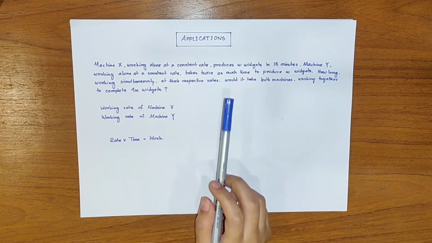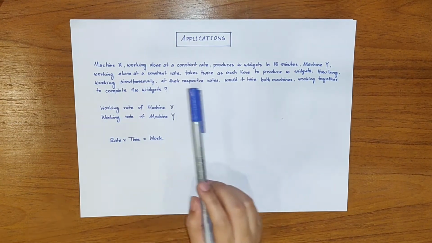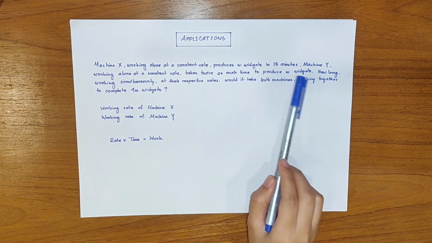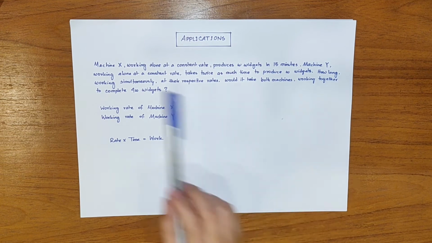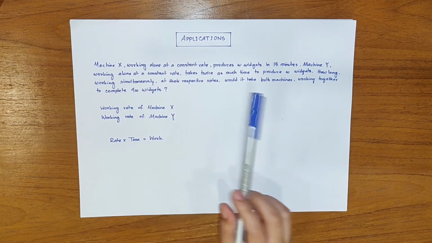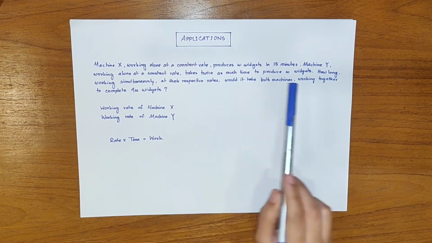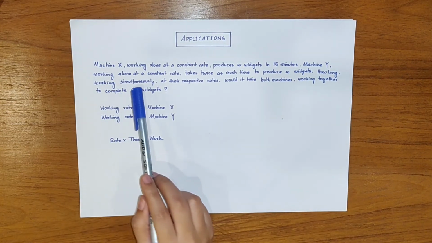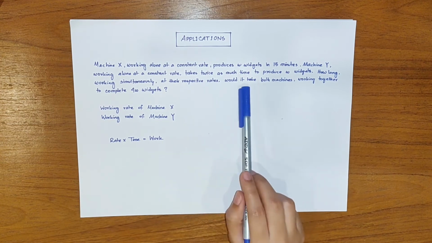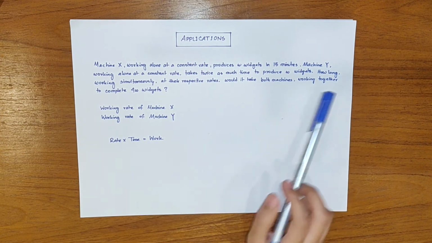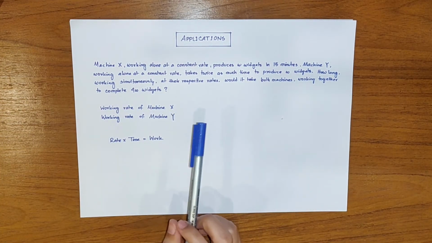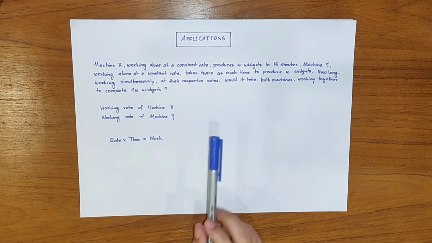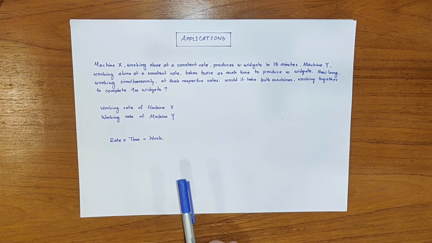This is a sample work problem. Machine X, working alone at a constant rate, produces W widgets in 15 minutes. Machine Y, working alone at a constant rate, takes twice as much time to produce W widgets. How long, working simultaneously at their respective rates, would it take both machines working together to complete 4W widgets? Let's narrow down the values that are given and the value that we have to find.